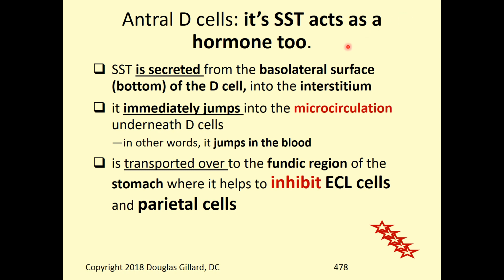It's a hormone as well. This is weird. You may not know this, some of you. Antral SST, not oxyntic SST, can jump in the bloodstream and be transported all the way over to the fundic region of the stomach and dumped out, and it helps to inhibit ECL cells and parietal cells by binding and shutting them off. So that's an important difference between antral and oxyntic D cells, and antral versus fundic somatostatin. Got that?